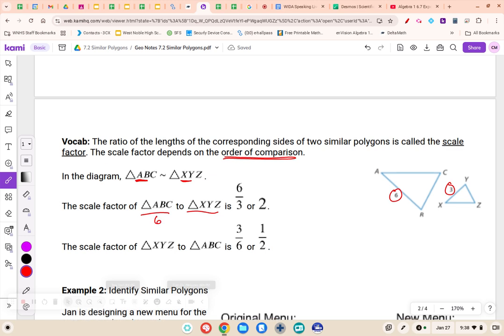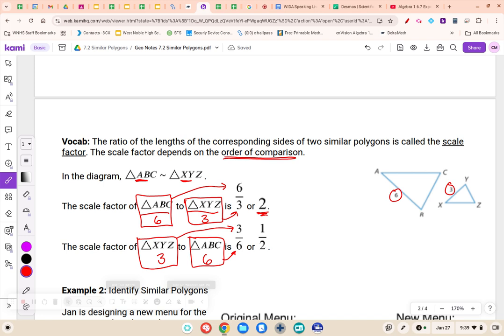So if segment AB is 6, and segment XY is 3, since the 6 is mentioned first, it goes on top, and since the 3 is mentioned second, it goes on bottom, so then you reduce to 2. If we were to reverse these, triangle XYZ to triangle ABC, the scale factor looks different, because now the 3 goes on top and the 6 goes on bottom, so we have 1/2. So be very careful about your order here. Make sure you get them in the correct order.